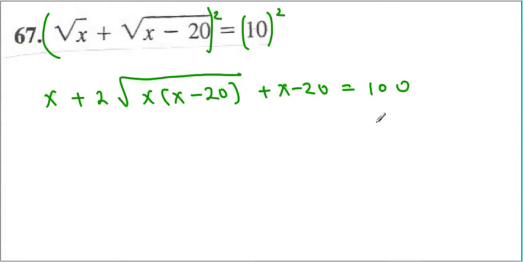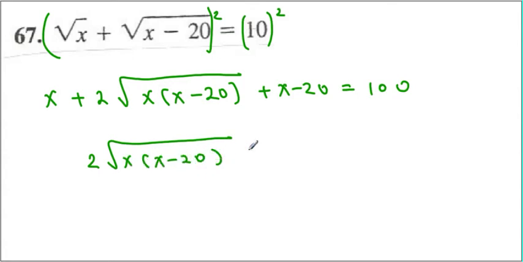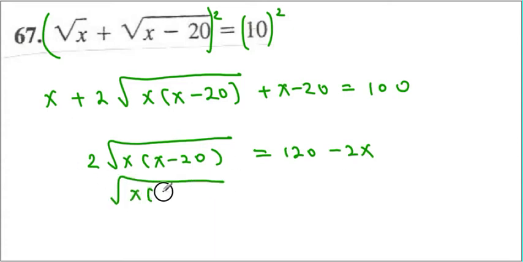So let us try to put everything onto one side once again. Then we end up getting 2 times the square root of x times x minus 20 is equal to, adding 20 to each side, 120, and then subtracting 2x. When you divide by 2, then we end up getting the square root of x times x minus 20 will be equal to 60 minus x. Now let us try to square both sides.